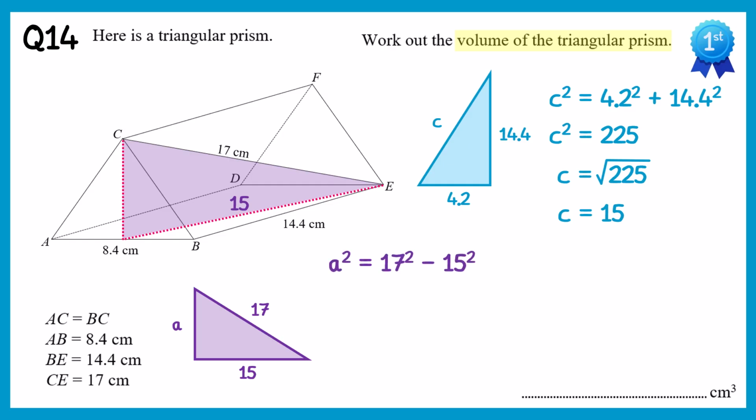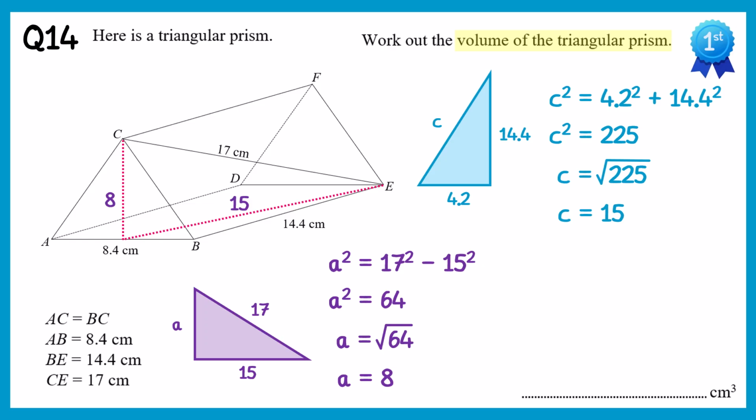Since we're finding one of the shorter sides, we write A squared is equal to 17 squared subtract 15 squared. If you do this in your calculator, you'll find that A squared is equal to 64. So if we square root both sides, A will be the square root of 64, which is 8. We can also now add this 8 onto our diagram. We're now able to work out the volume because we have all the information we need.